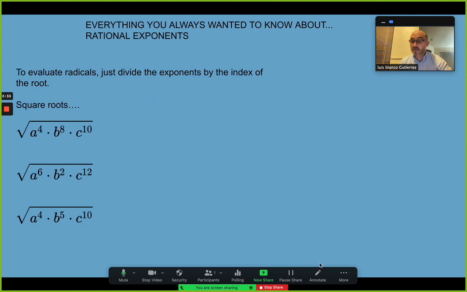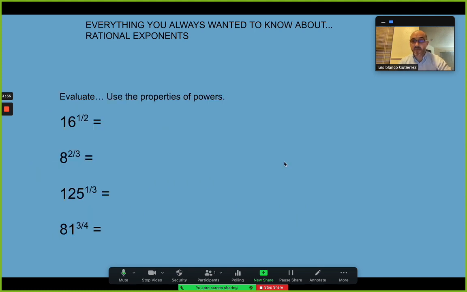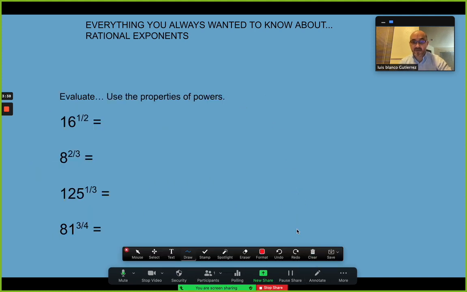So we can use this property to find the answer to some problems, right? Like this one. What is 16 to the power of 1/2? It's going to be the square root of 16. Because remember, if the index is 2, we don't write it, right? So this is going to be 4.